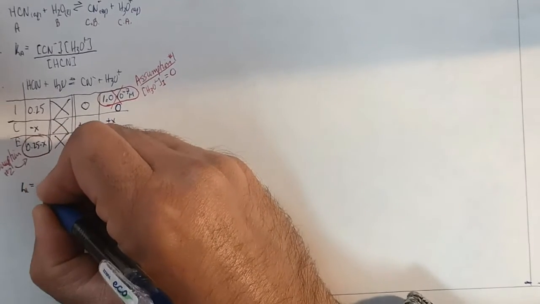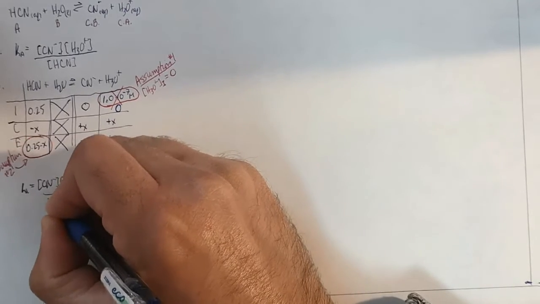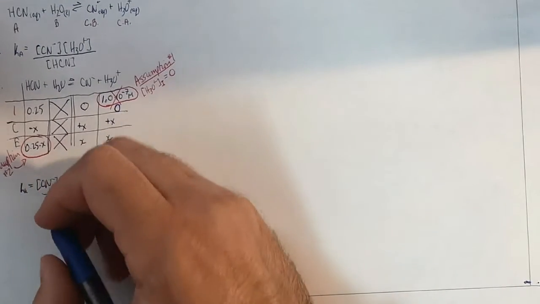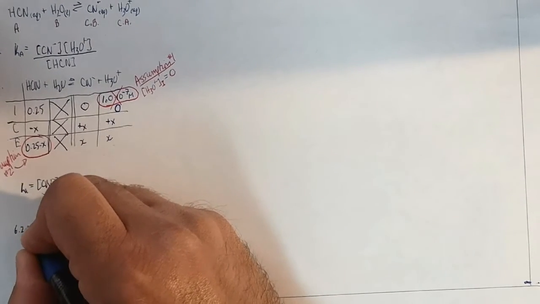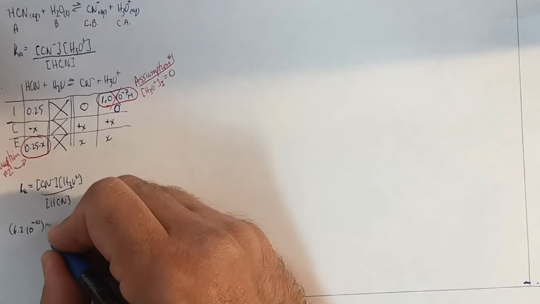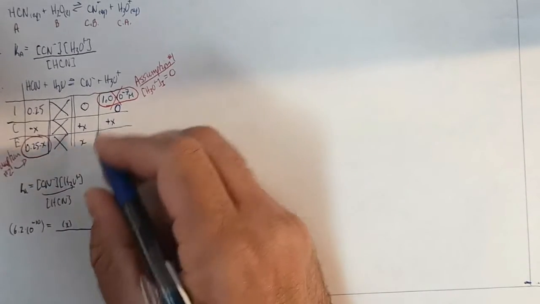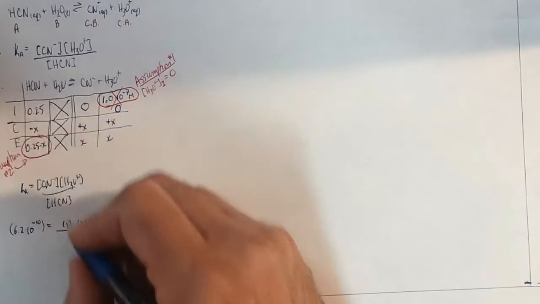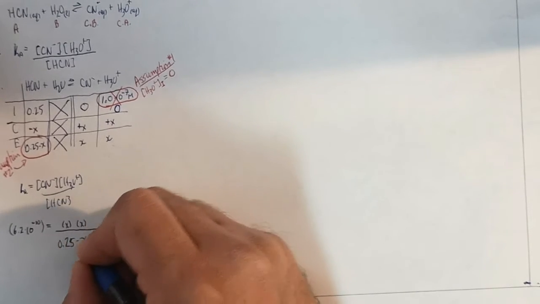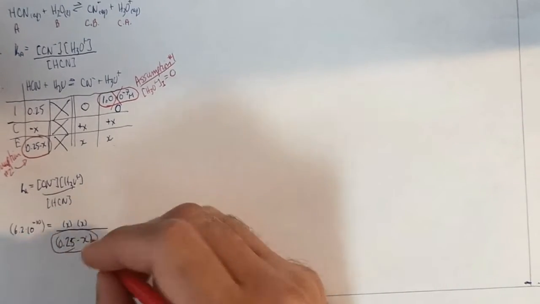So if Ka is equal to the concentration of cyanide, the concentration of hydronium, all over molecular hydrocyanic acid, we have our value of Ka given in the question. It's 6.2 times 10 to the negative 10. That'll be molarity. Our concentration of cyanide is x. Our concentration of hydronium will be x, and our concentration of HCN will be 0.25 subtract x. Remember this later.